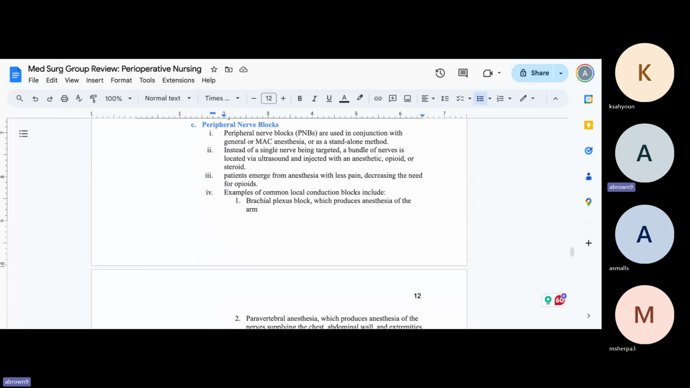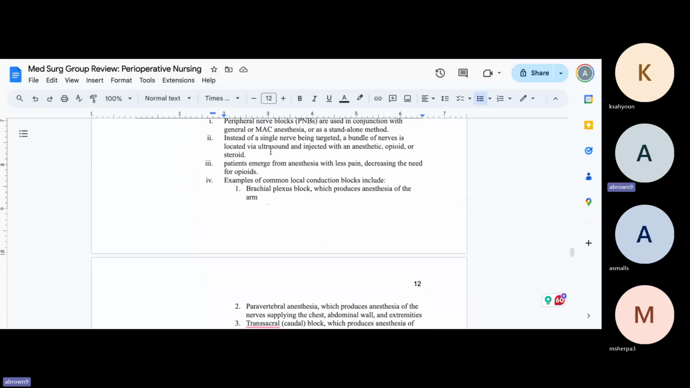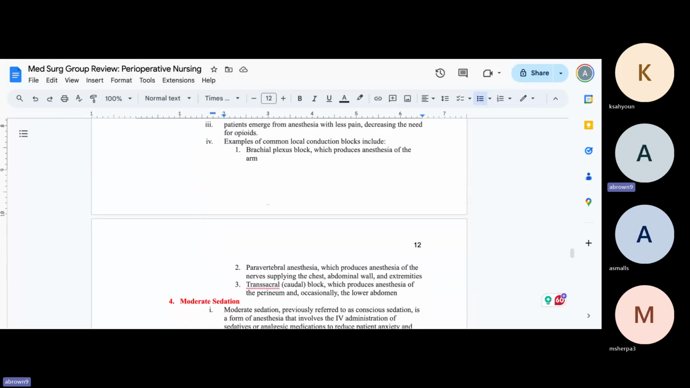An example of a peripheral nerve block: when I had my externship in the summer, a patient's IV could not be found in her lower arm, so they had to place one in her upper arm. They got my registered nurse, who's a pro at peripheral nerve blocks. He brought in the ultrasound, found the bundle of nerves, and inserted a long needle. So instead of a single nerve being targeted, a bundle of nerves is located. Patients emerge from anesthesia with less pain, decreasing the need for opioids.